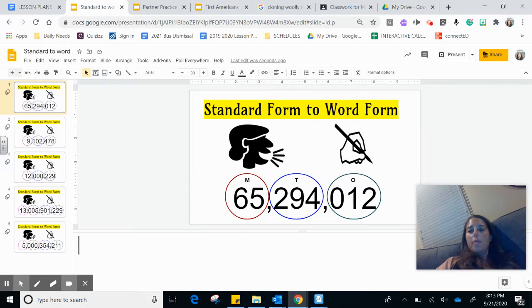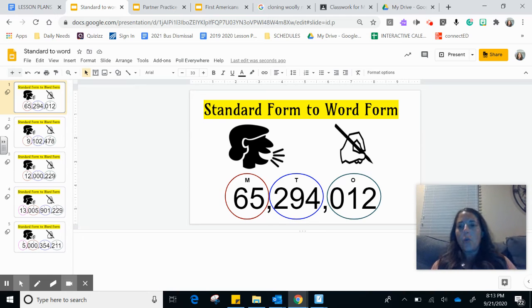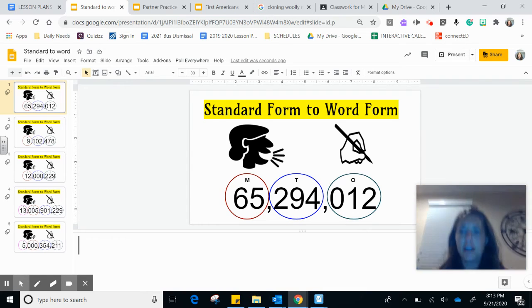All right, so today we worked on going from standard form to word form. Basically, standard form is the normal way of reading a number, and word form is when you write in words what that number is. It's really kind of simple to go from standard form to word form. Whatever you read out loud, that's exactly what you would write in words.